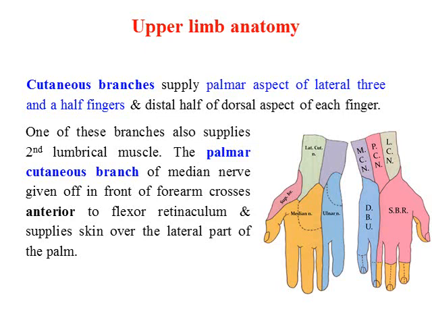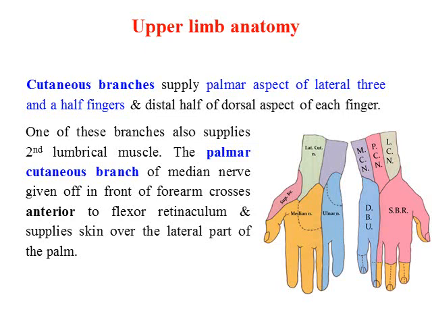The cutaneous branch of the median nerve supplies the palmar aspect of the lateral three and a half fingers and the distal half of the dorsal aspects of each finger. Considering that the proximal half of the dorsal aspect of the fingers is supplied by the superficial branch of the radial nerve or the dorsal branch of the ulnar nerve.